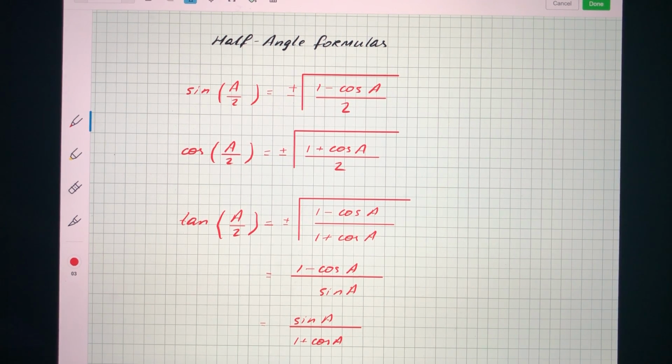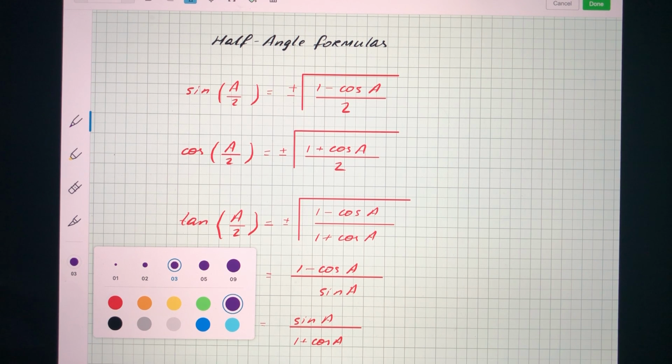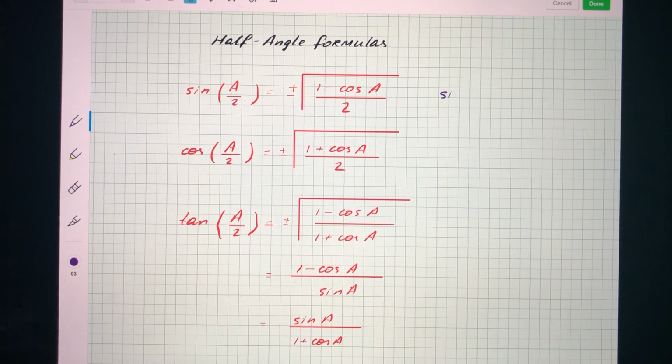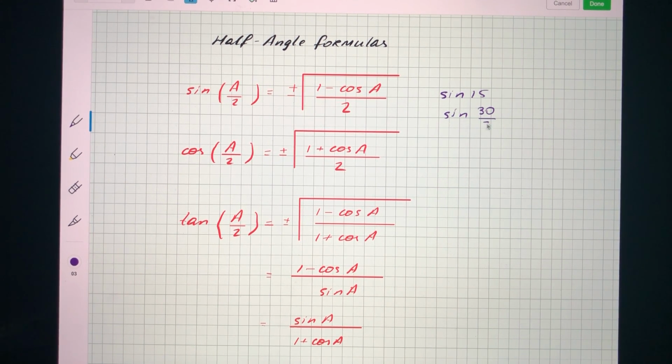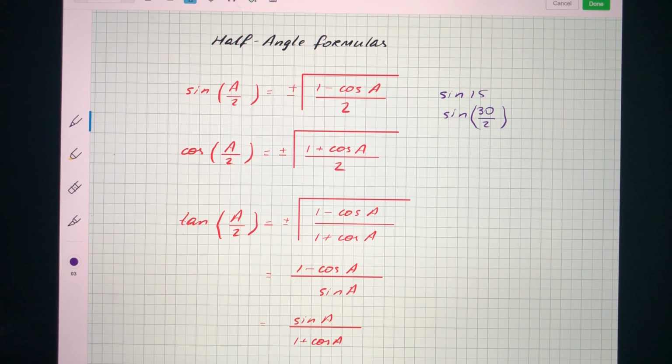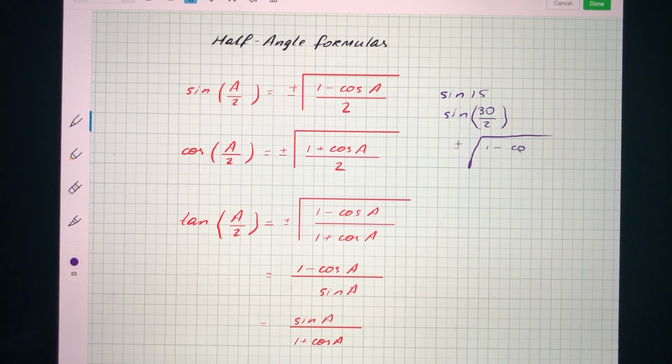So let's find the sine of 15, and we'll do it on the side right here. We want to know sine of 15 degrees, and instead we write it as sine of 30 divided by 2, because that's exactly 15. So our angle A is now 30. In our formula we replace each A with a 30, and that makes plus minus square root of (1 minus cosine of 30) divided by 2.